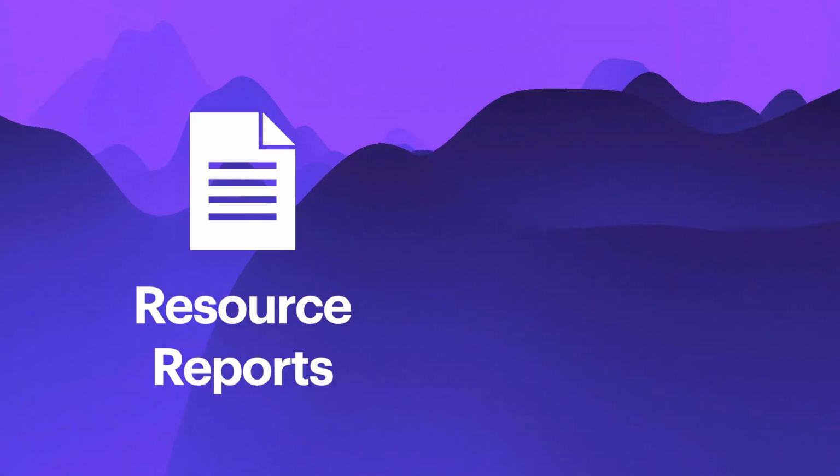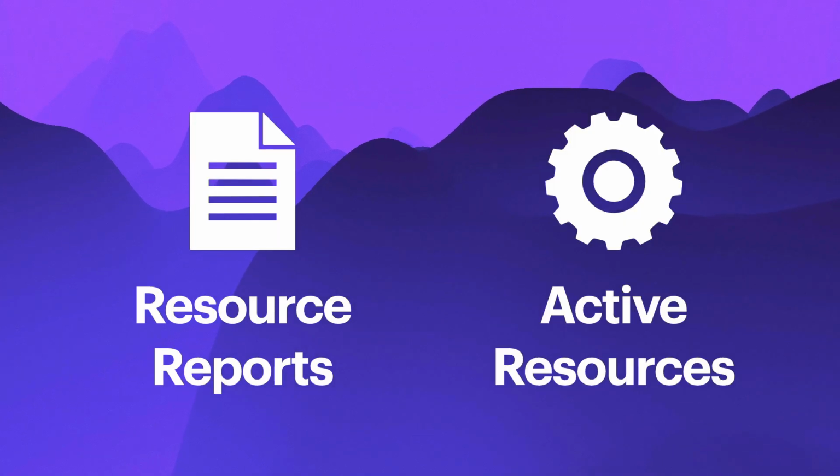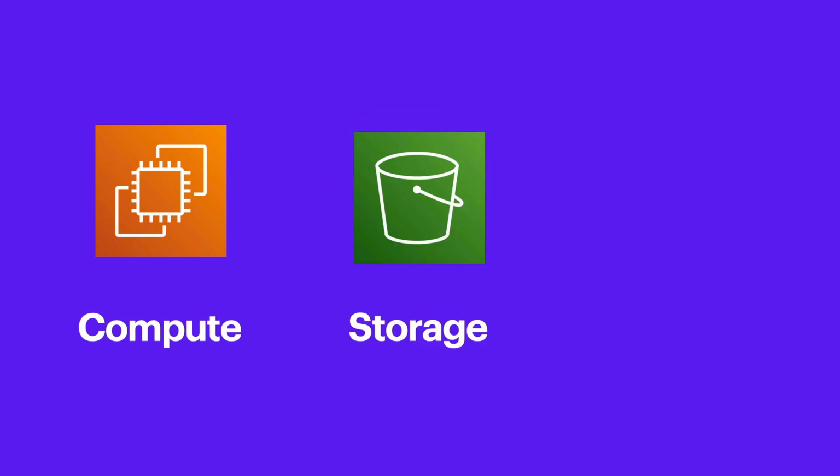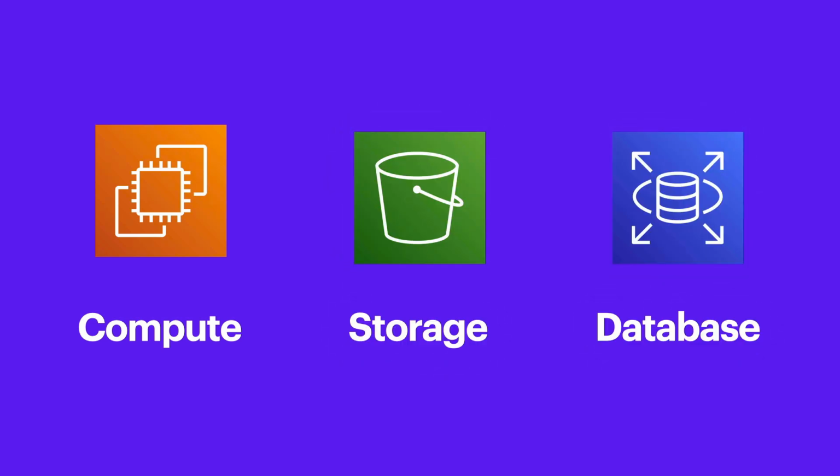So let's get into it and start with resource reports and active resources. In a typical project architecture, you might be managing a variety of cloud resources, such as compute resources like EC2 instances, storage like S3 buckets, and databases like RDS. These resources can quickly add up, making it challenging to keep track of everything.